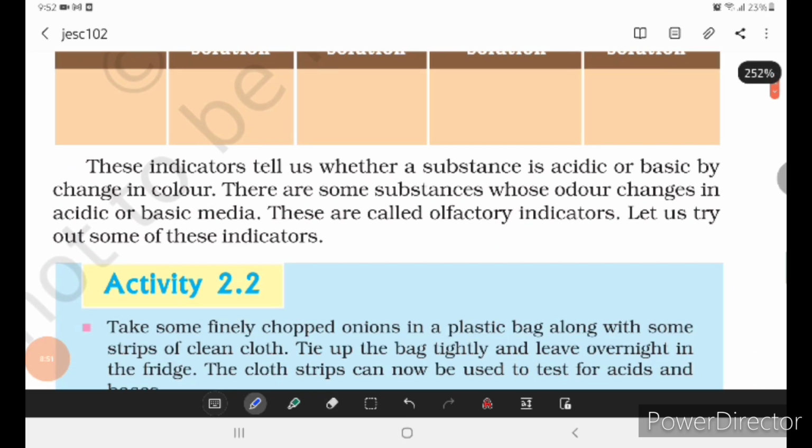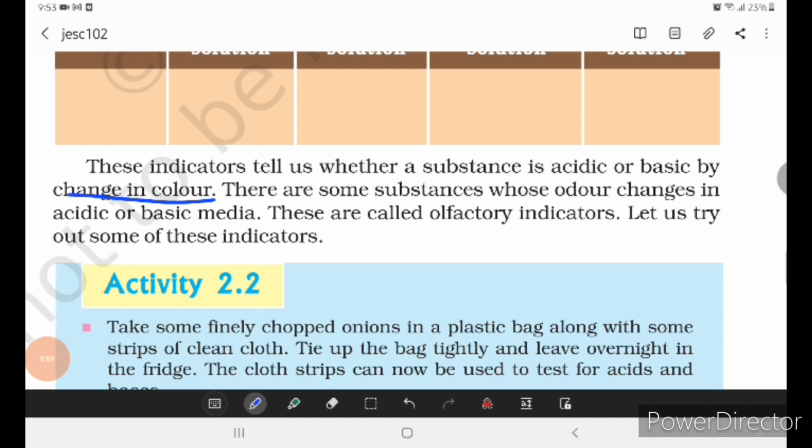Now, these indicators tell us whether a substance is acidic or basic by change in color. So we are grouping these solutions into acid or base depending upon the change of color in various solutions, the action of acid and base.